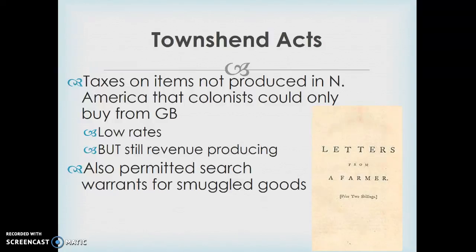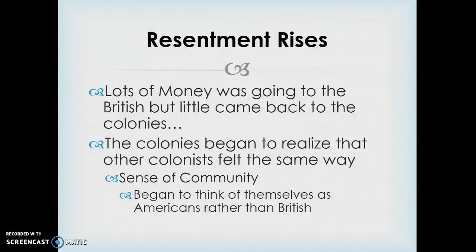And a lot of the taxes, actually, I should mention, they weren't high taxes. A lot of the issue that the Americans had was that the British were cutting down on some of their smuggling and ways that they were trading with other countries and avoiding taxes from the British. So the other thing the Townshend Acts does is it permits search warrants for smuggled goods, which again is probably more of a concern to the Americans than the low tax rates. So lots of money is going to the British to help pay off that debt, but little is coming back to the colonies. They're not seeing return for their taxes.